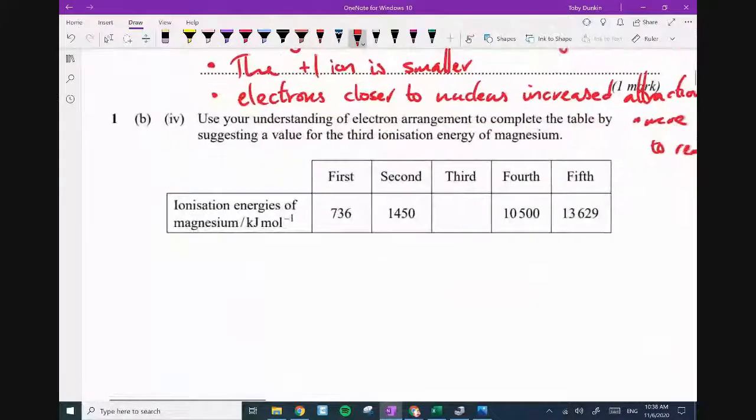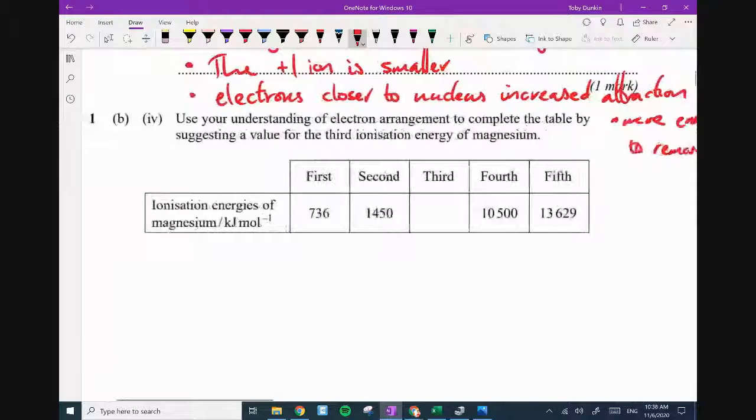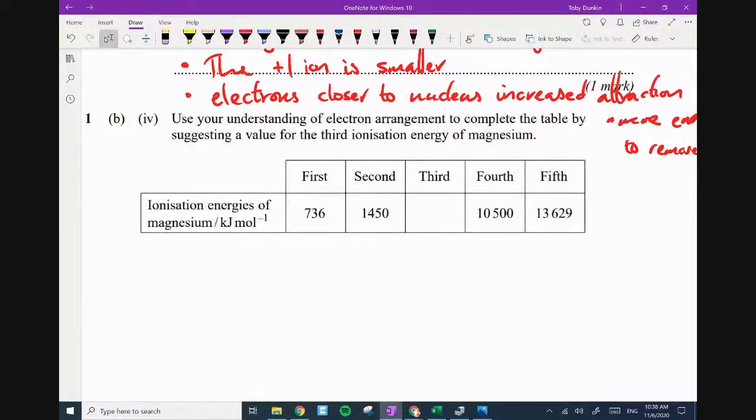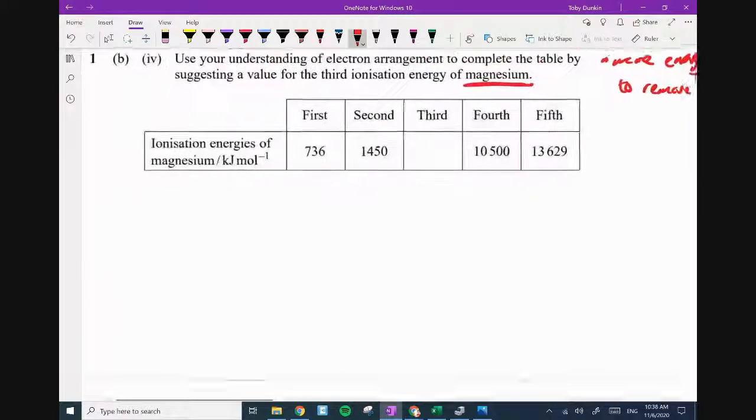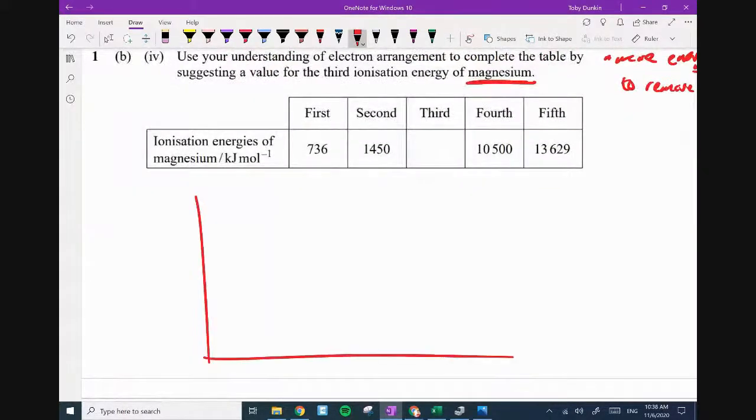Right, this question was really clever. What they wanted you to do is use your understanding to predict an ionization energy. Now, they give you a massive range for this, by the way, huge. But what they're talking about is magnesium. And what we realize is if we were to graph magnesium and its successive ionization energy, this is energy, this is IEs 1 to 12.